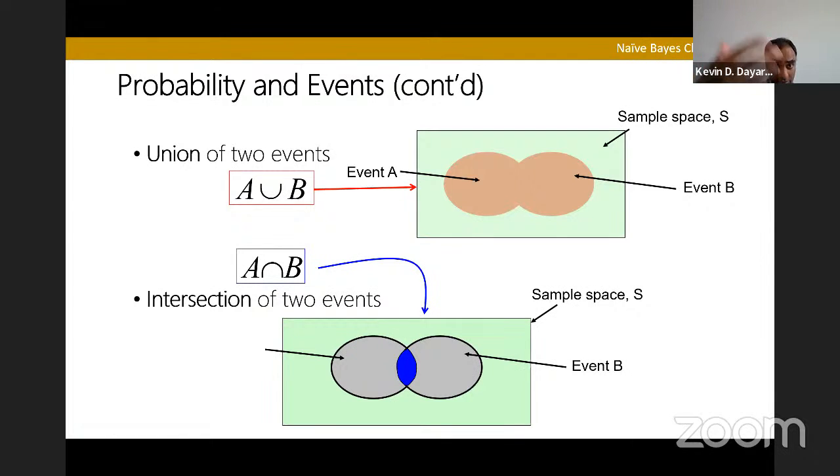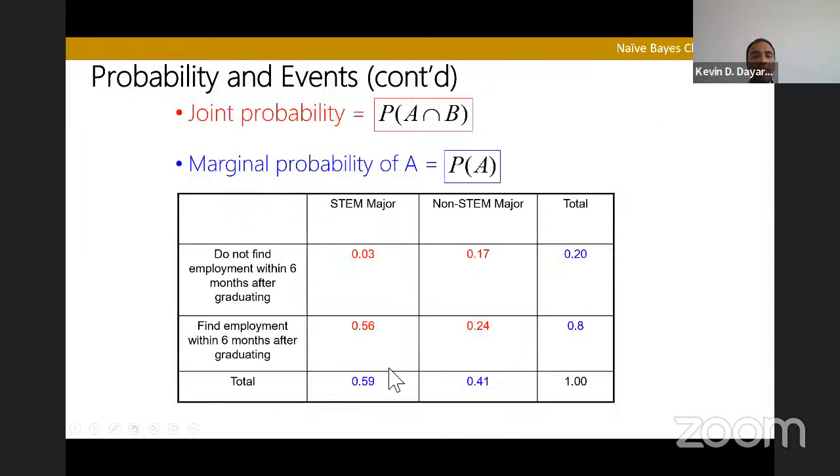Now, we're interested in the probabilities of different events occurring. A intersect B, that is the probability of A and B occurring, and you could visualize it this way. The probability of A and B is the probability that two events are occurring together. That is also known as a joint probability. The marginal probability is the probability of a single event occurring, like the probability of A or the probability of B.